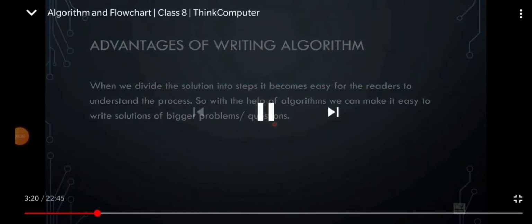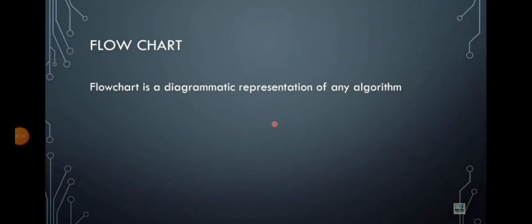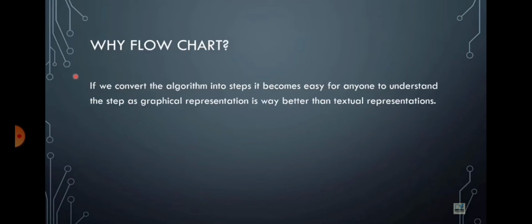The next is flowchart. Now what is flowchart? Flowchart is nothing but a diagrammatic representation of any algorithm. As algorithm is nothing but a combined step, while flowchart is a pictorial representation of problem solving process, in which steps are laid out in a logical order using geometrical symbols. In terms of computer, this problem solving process is referred to as a computer program.